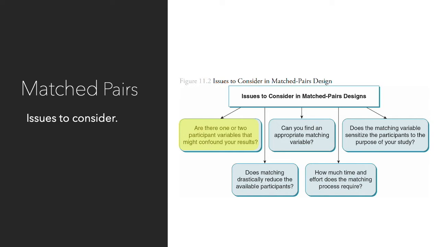So you can match people on age, you can match people on education level. You might be able to do both of those. You get to 3 or 4 or 5, well, then you better use random assignment and hope it works. Can you find an appropriate matching variable? Well, there's always something, right? Do you have a variable that theoretically is important? If you do, consider matching it.